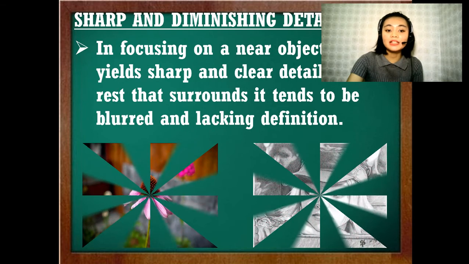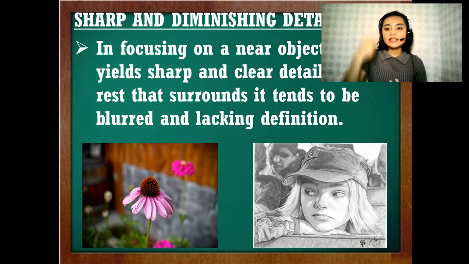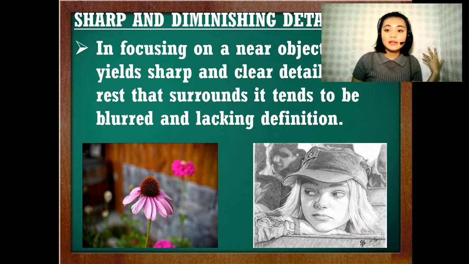Next is sharp and diminishing detail. Very easy. When we say sharp and diminishing detail, this is focus. Di ba pag nagpapapicture kayo, minsan, sa inyo yung focus, kayo yung malinaw, tapos naka-blur yung mga tao sa likod ninyo kasi hindi naman sila yung focus ng picture. So we call that sharp and diminishing detail. The focus is the sharp detail. The diminishing detail is the background.